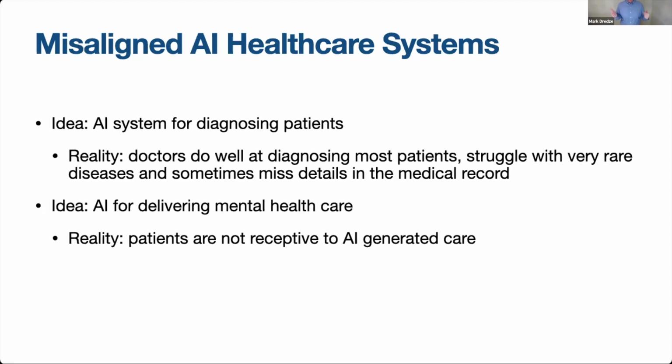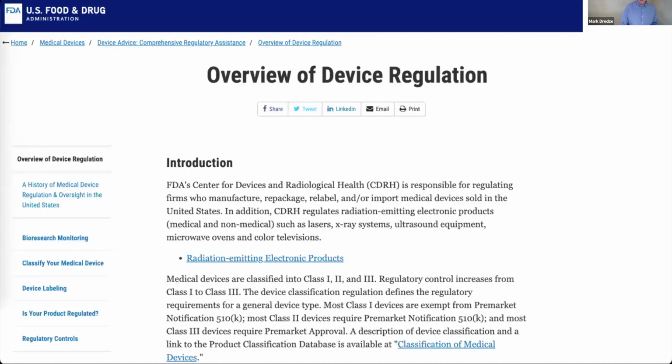There are some examples more recently where people have developed AI systems for delivering mental health care. And there have also been some cases where people don't really like that, right? People might like the responses they're getting, but they don't like that it's coming from an AI system, and it makes them not receptive to the care.